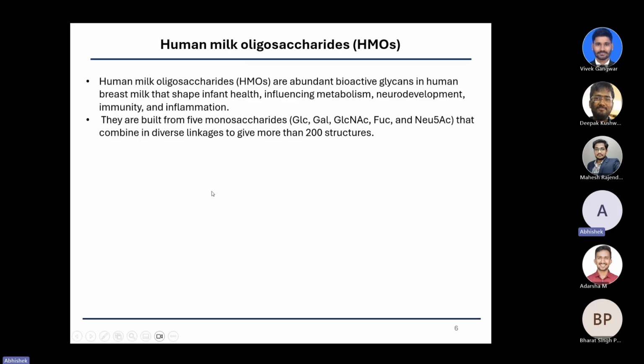And finally, in this paper, they talk about synthesizing human milk oligosaccharides, HMOs. Human milk oligosaccharides are abundant bioactive glycans in human breast milk that shape infant health, influencing metabolism, neurodevelopment, immunity, and inflammation. They are built from five monosaccharides: glucose, galactose, GlcNAc, fucose, and neuraminic acid, that combine in diverse linkages to give more than 200 structures.